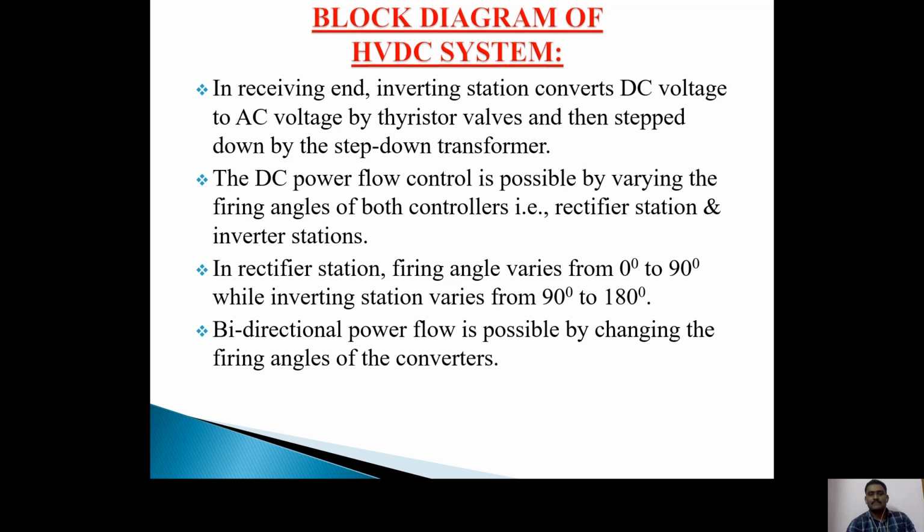Here the DC power flow control is possible by varying the firing angles of both controllers, that is, the rectifier station and the inverter station. In the rectifier station, the firing angle varies from 0 degrees to 90 degrees, while in the inverting station it varies from 90 degrees to 180 degrees. So bidirectional power flow is possible by changing the firing angles of the converters.